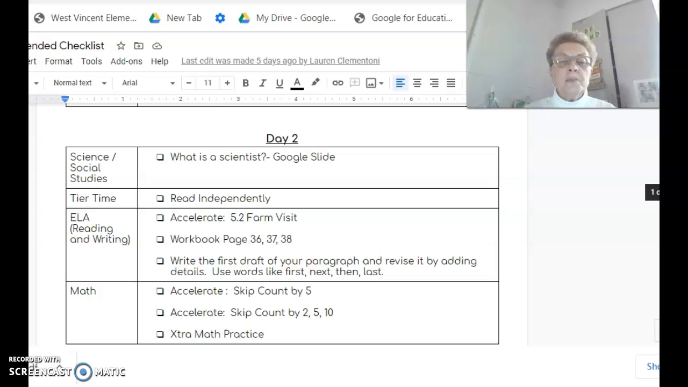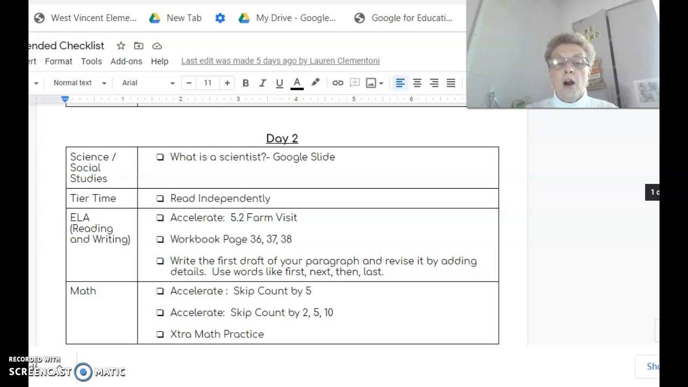Science, you are going to complete a Google slide. You are going to think about what is a scientist, and you're going to brainstorm what you think a scientist is, what you think a scientist does, and different types of scientists that you know. So you're going to be completing that Google slide for science tomorrow. Then into your time, you are going to be reading independently. Remember, there are no spelling words for this week.